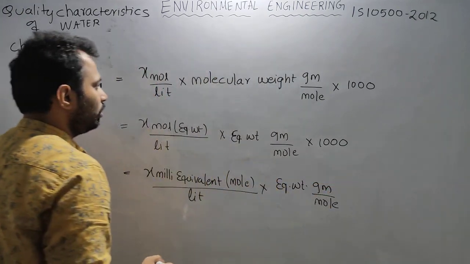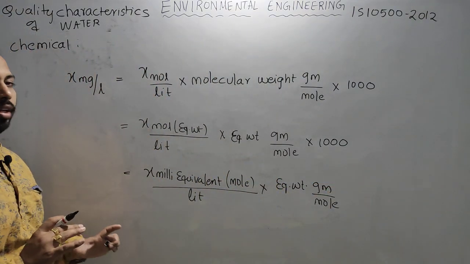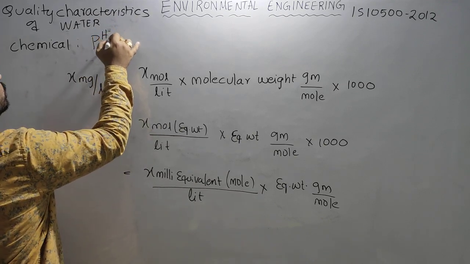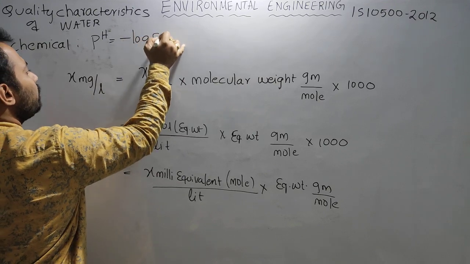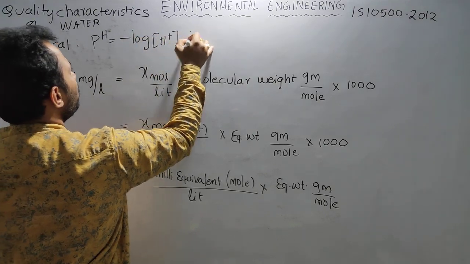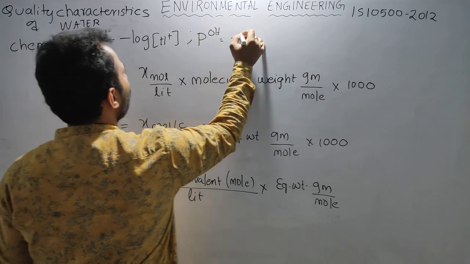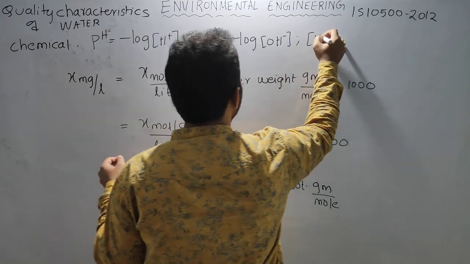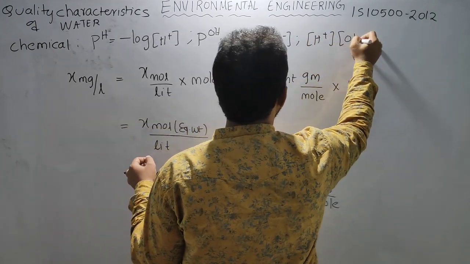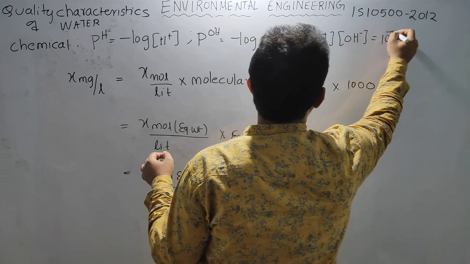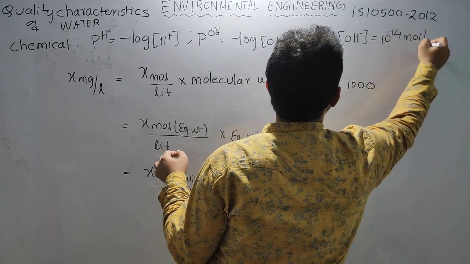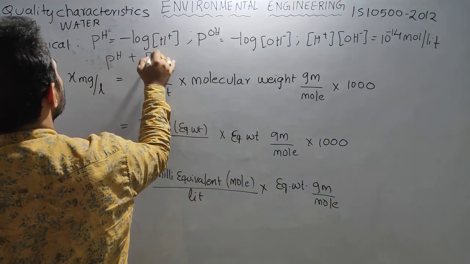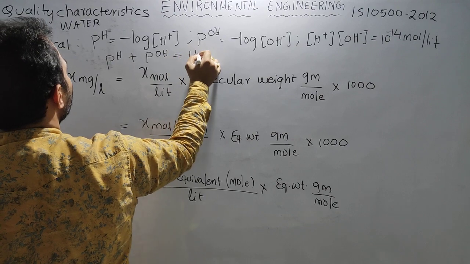So these are the values we need to remember, because these are very, very important formulas. And also the pH formulas. pH is equal to minus log of H plus ion concentration, and pOH is equal to minus log of OH minus ion concentration. H plus ion concentration into OH minus ion concentration is equal to 10 to the power of minus 14 mole per liter. And also pH plus pOH is equal to 14. So these are the formulas we need to remember.